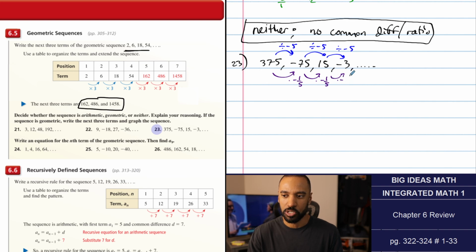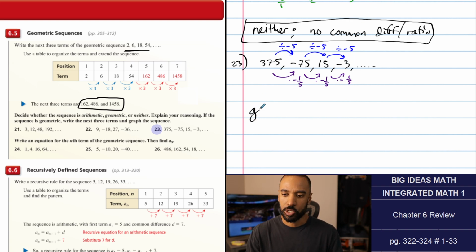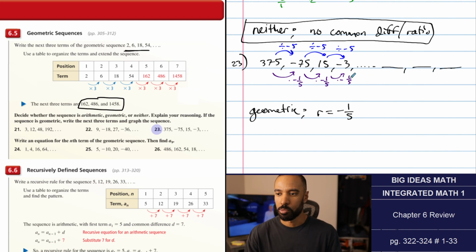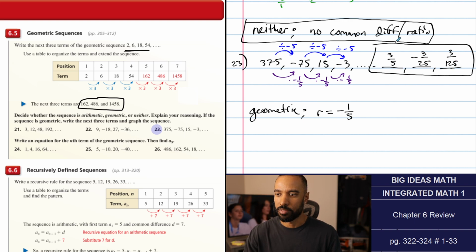This is a geometric sequence, which also means I have to write the next 3 terms, and I have to graph it. So nothing was arithmetic in this set, but this is geometric. It has a common ratio of negative 1/5. So the next 3 terms, boom, boom, boom, we have to multiply by negative 1/5 again. I get positive 3/5. And then negative 3 over 25. And then positive 3 over 125, they change signs, like so. So those are the next 3 terms, and of course we have to graph these.